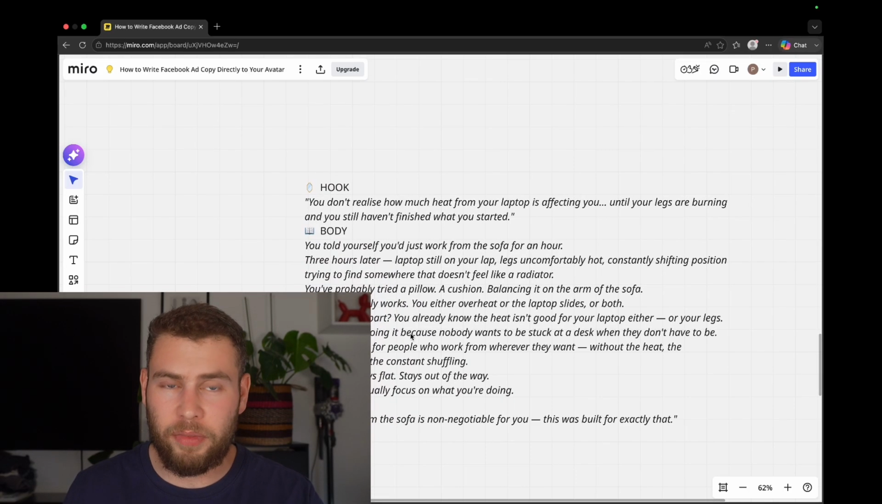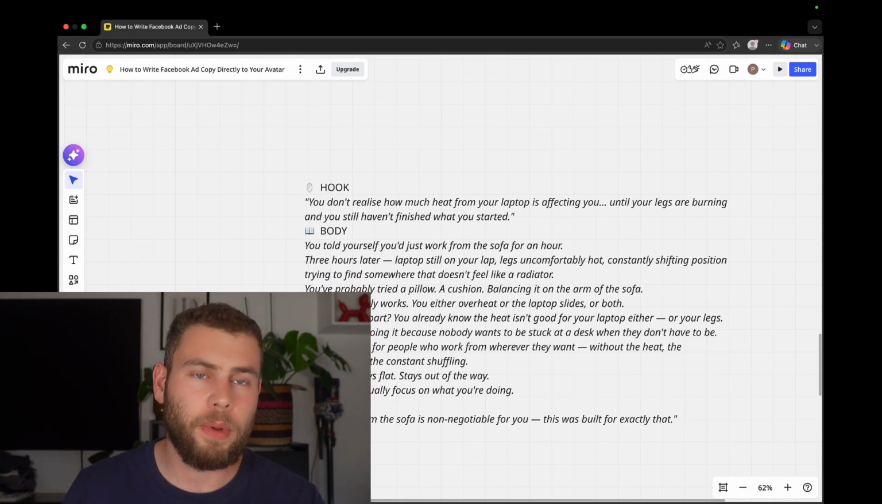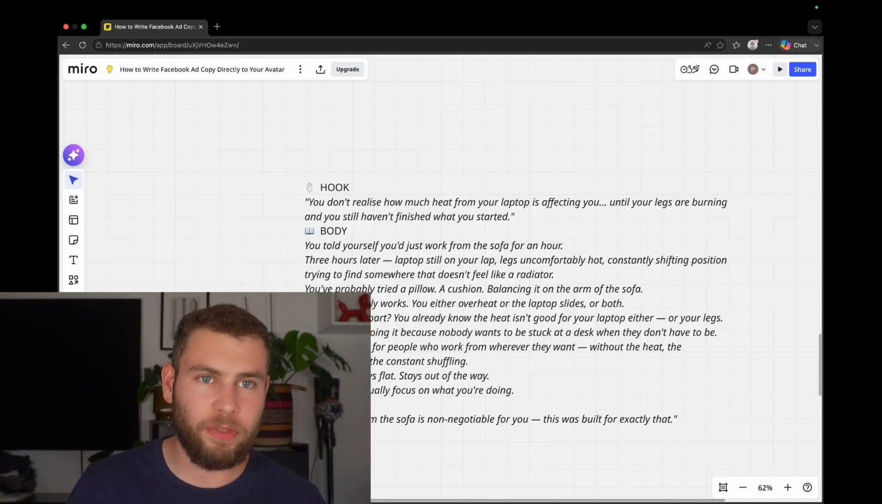So an example that I've done, so one hook I've come up with, I'm putting this through a ChatGPT prompt. The outcome of it is this: you don't realize how much heat from your laptop is affecting you until your legs are burning and you still haven't finished what you started. That's the hook, and that's going to get them in, and we're going to get them to continue reading on. It's so important to get the hook right. It's the most important element of the 3-part formula that I've discussed.